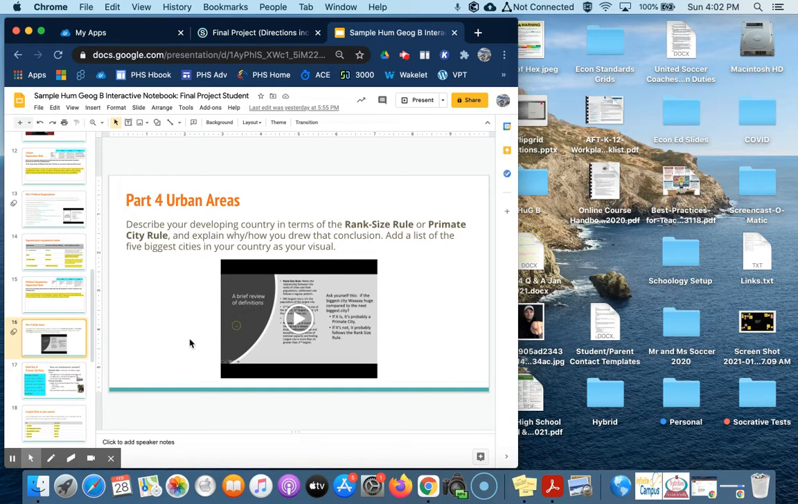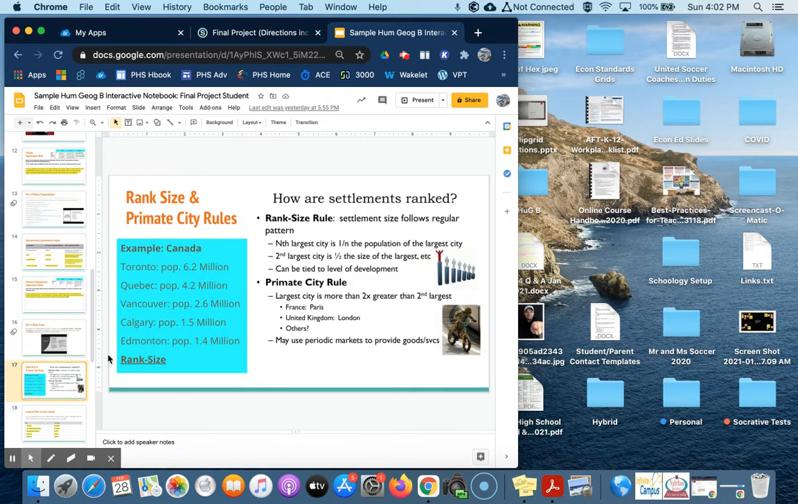Part 4 is about the urban areas or the cities. And so there's a video there for you to view with the more detailed explanation. Here we've given you a slide to remind you of the difference between rank size and primate city, and using Canada as an example, you can see because Quebec is half or a little more than half of Toronto's population, and Vancouver is about a third of Toronto's population, and Calgary is about a quarter of it, and Edmonton's about a fifth of it. You can see that Canada follows the rank size rule.